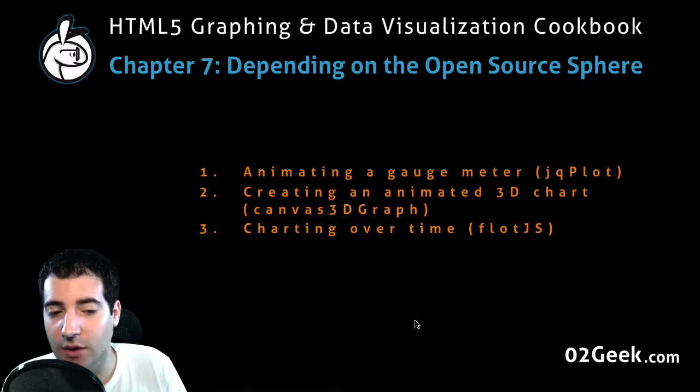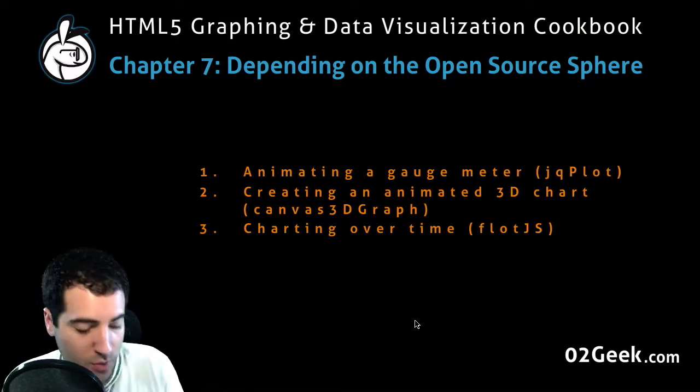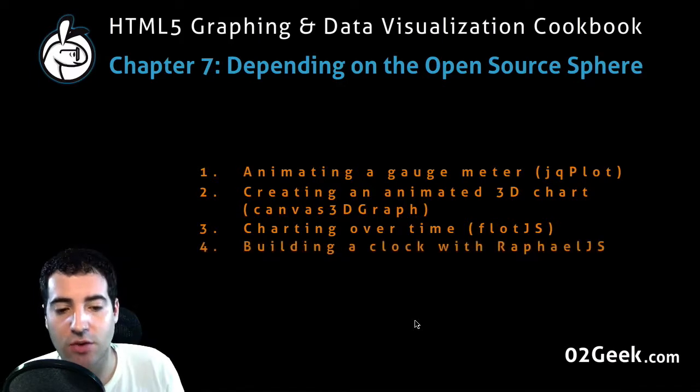So literally, deliberately, the topics that I'm choosing are topics that are relevant if you're going to go open source or you're going to stay not open source. But I really just wanted to give you the option to see the different approaches that are out there. And then we're going to build a clock using RaphaelJS, which is a really cool animation, kind of visual animation data library, which is very popular and very cool.